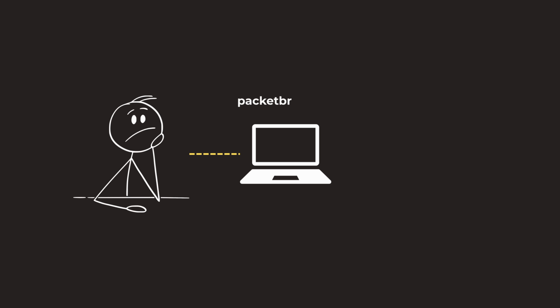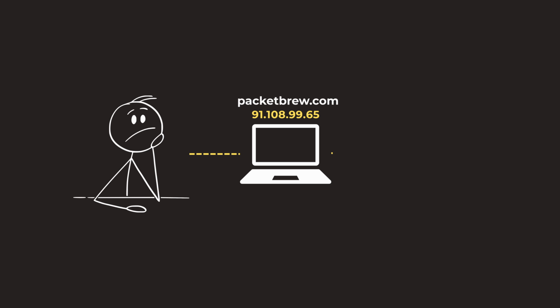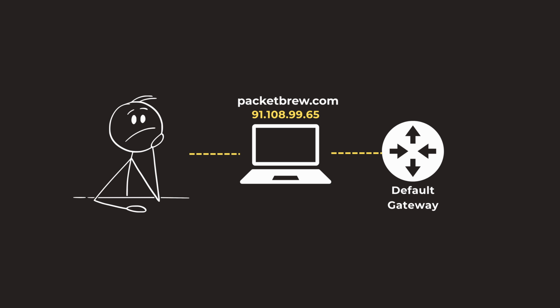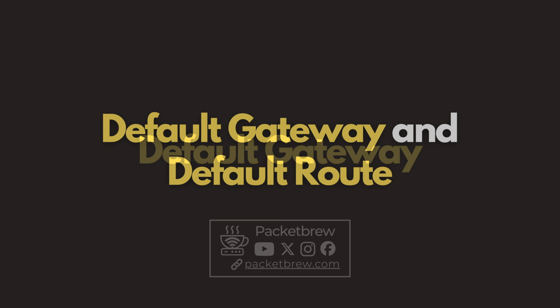You type packetbrew.com. Your computer gets the IP address. Now it has to make one decision. Is this destination on my network or somewhere else? If it's somewhere else, it does one thing. Hands the packet to the default gateway. And your router does the same thing using a default route. Today we're going to understand both completely. And by the end, you'll never mix them up again.